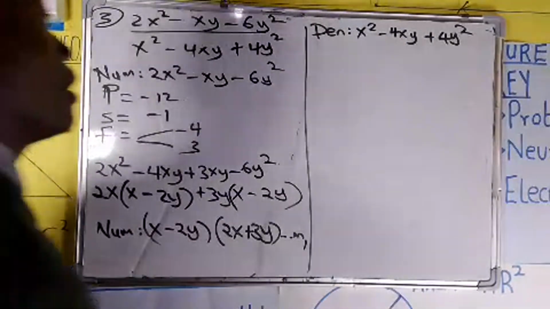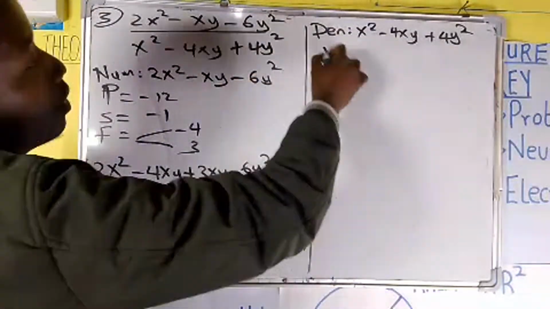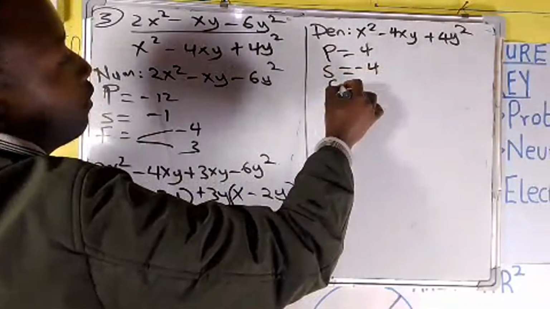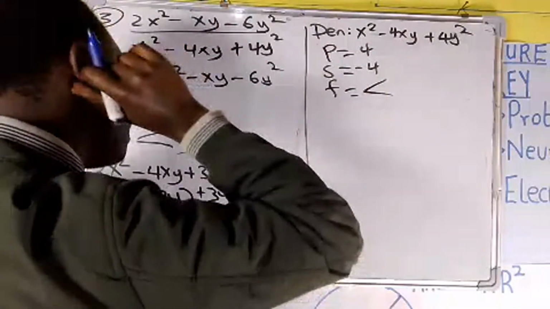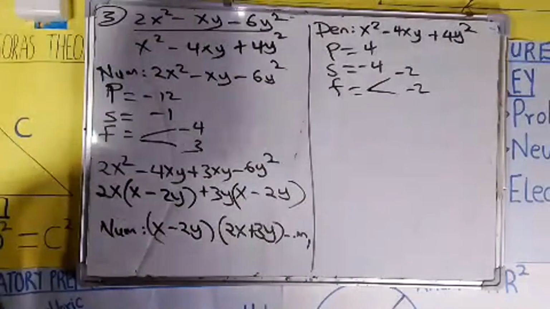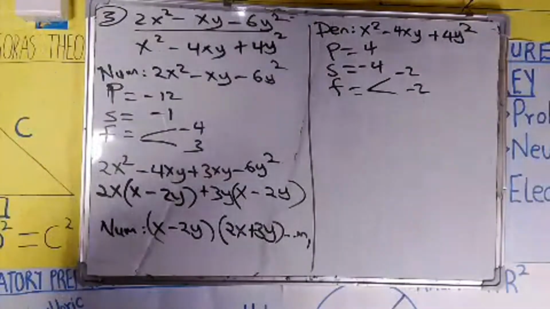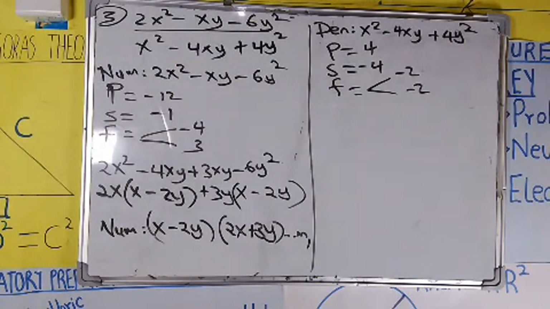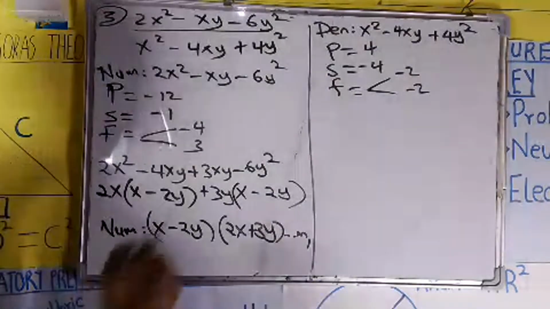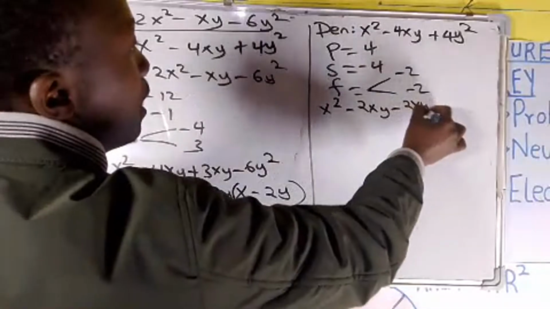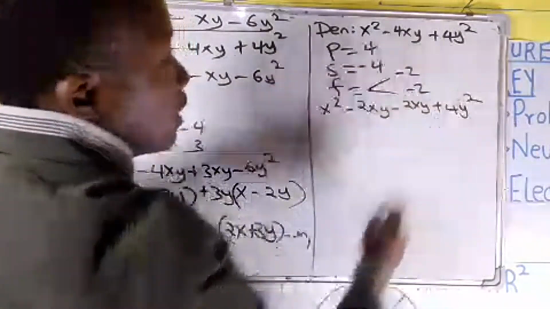Watu hata mshaenda. Tumalize hili ya mwisho. Product is 4. Sum is negative 4. Factors. Namba 2, so itakuwa negative 2 and negative 2. Negative 2 times negative 2 itatupatia 4. Negative 2 plus negative 2 itatupatia negative 4. So with that in mind, we will have x squared minus 2xy minus 2xy plus 4y squared.